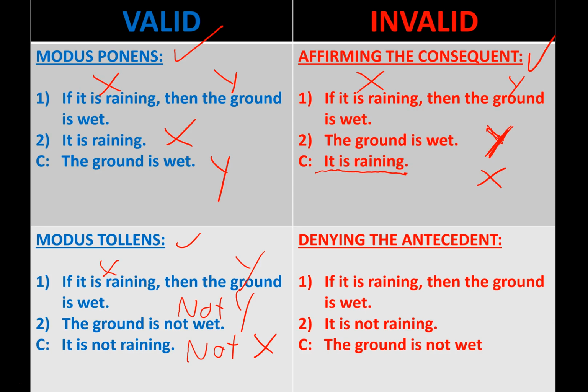Or down here, if it's raining, then the ground is wet, and it's not raining, therefore the ground is not wet. No matter what, notice here you are denying the antecedent, right? If it comes in this form, a hypothetical syllogism, always invalid. For the same basic reasons, if you were to think it out as in the above example, affirming the consequent.